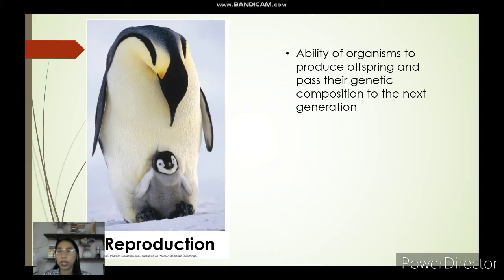Pwede nga kunwari, sa example nato, ang penguin, manganak siya, parehas sa snake. Ang iyang reproduce is syempre same nga features sa iya, such as beak, eyes, and then some flippers and other characteristics, no? So ing ana ang reproduction.